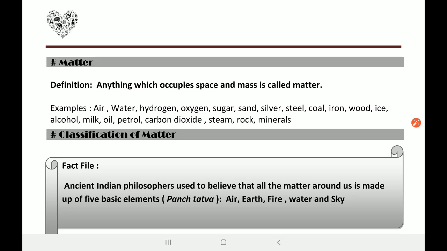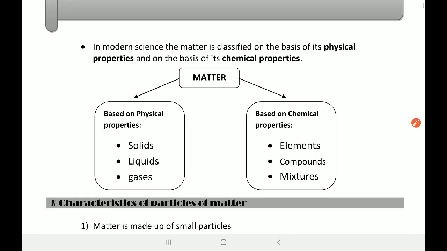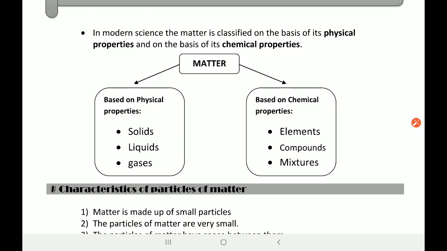Many Indian philosophers used to say this. Nowadays there are many channels showing the Mahabharata or Ramayana on TV, where you must have heard the word Panchatattva. So, classification of matter in ancient times: Indian philosophers and many philosophers all over the world suggested some classification of matter, but of course, as time passed, it was proven that this is not the way to classify matter. Later on, in modern science, we classify matter in two ways: one by using its physical properties and one by using its chemical properties. In this particular topic we are just working on physical properties, that is solid, liquid and gases.